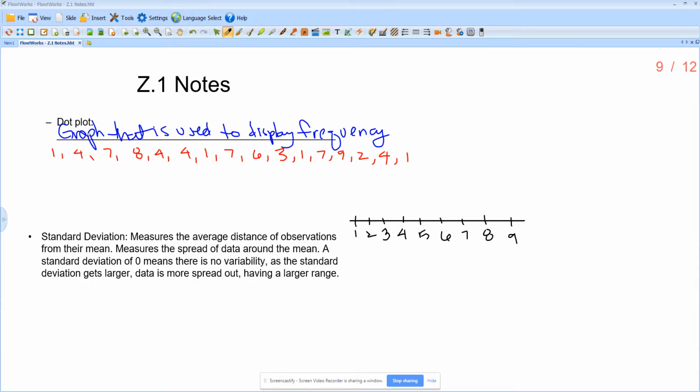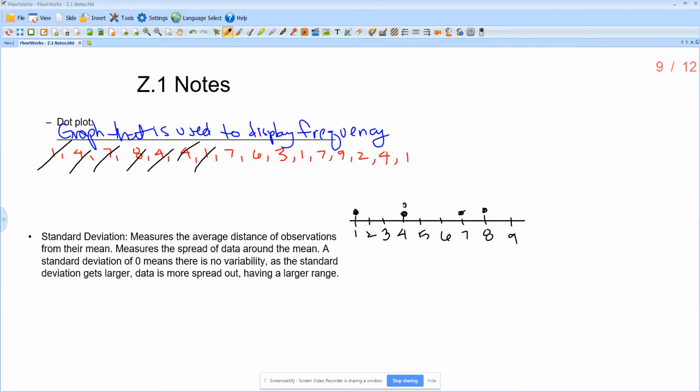Sometimes you could use an X as opposed to a dot, because dots, you might not draw them clear enough, but I'll draw dots. So 1, I'm going to draw a dot. 4, I'm going to draw a dot. 7, I'm going to draw a dot. Next we have 8. Then 2 4s and a 1.